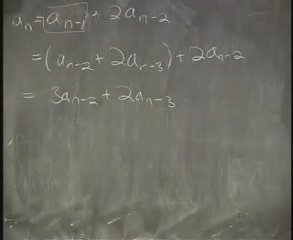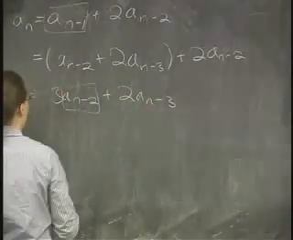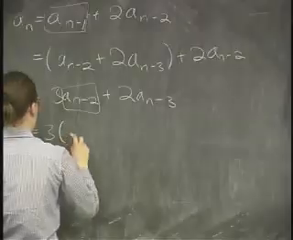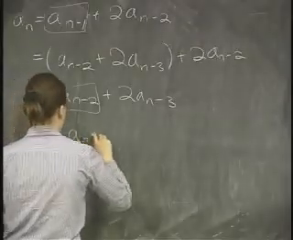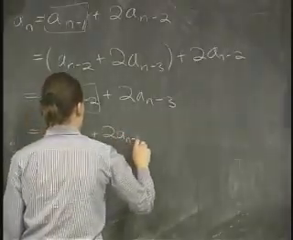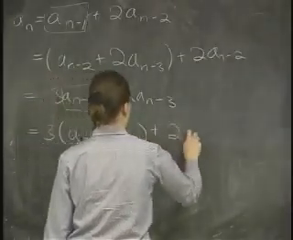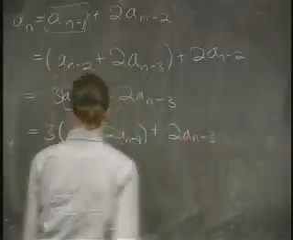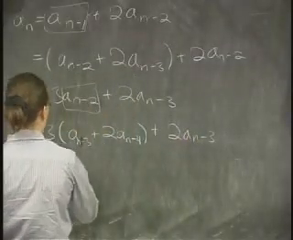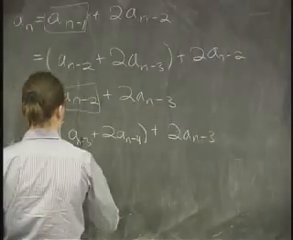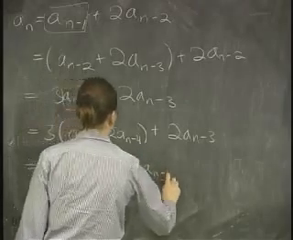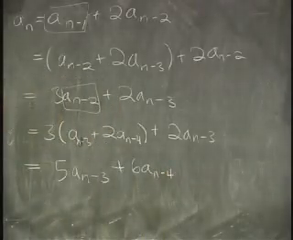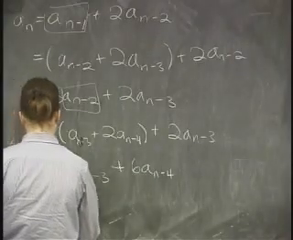Now if I go to substitute in for a_{n-2}, I'm going to get 3 times a_{n-3} plus 2a_{n-4}. So this ends up being 5a_{n-3} plus 6a_{n-4}. This is kind of nice. Okay, so let's do it again.